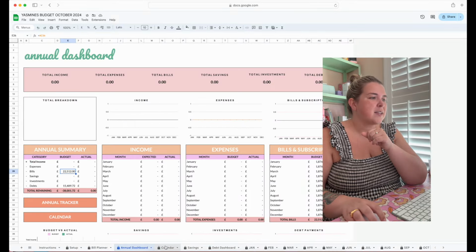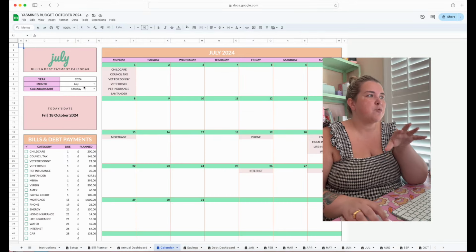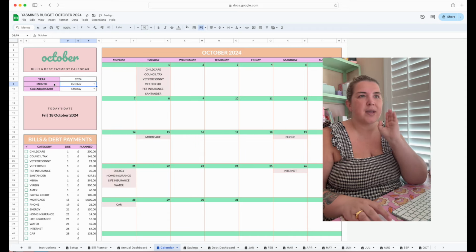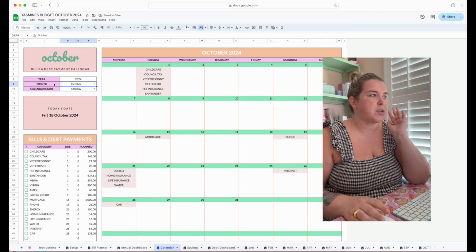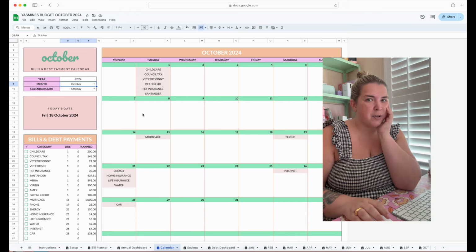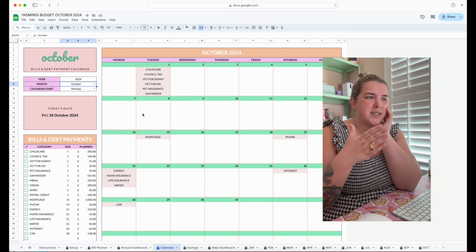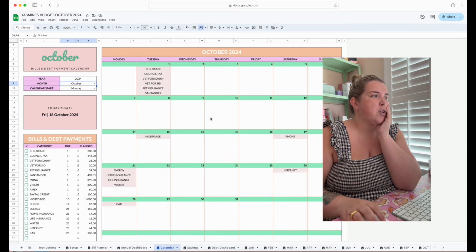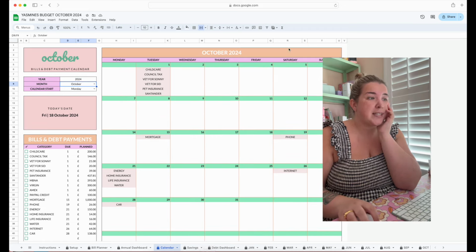So that is that. The calendar tab, this is really useful. You can put in whatever month you want to look at. So I am doing October now. I'm in the middle of October, but I want to just know where I'm at for October, because it's been a bit of a touch and go month. So here you can put in October, and then you'll actually be able to see a plan.